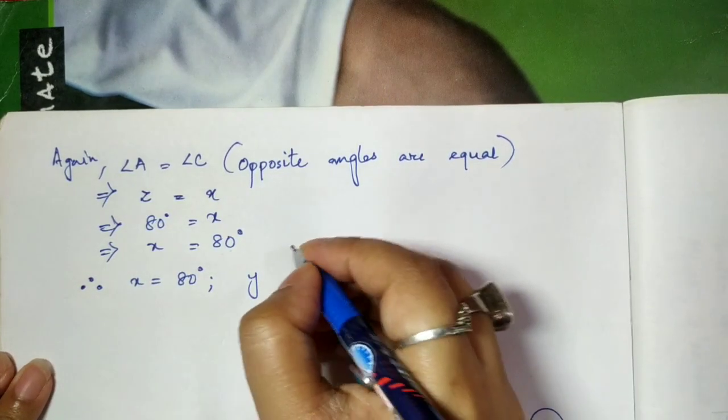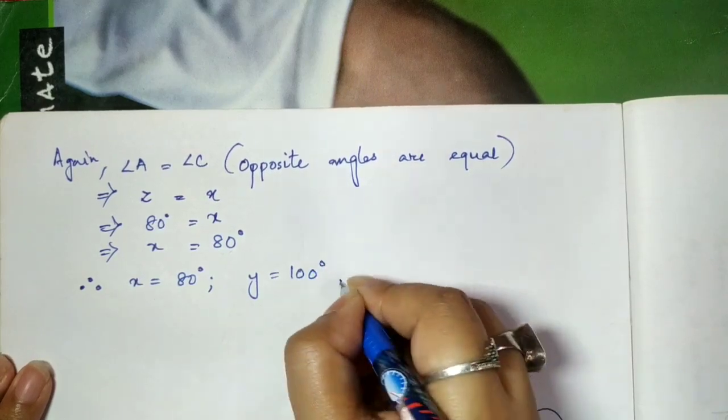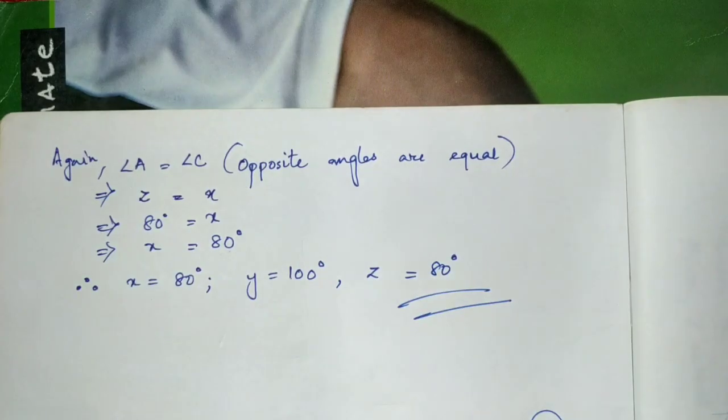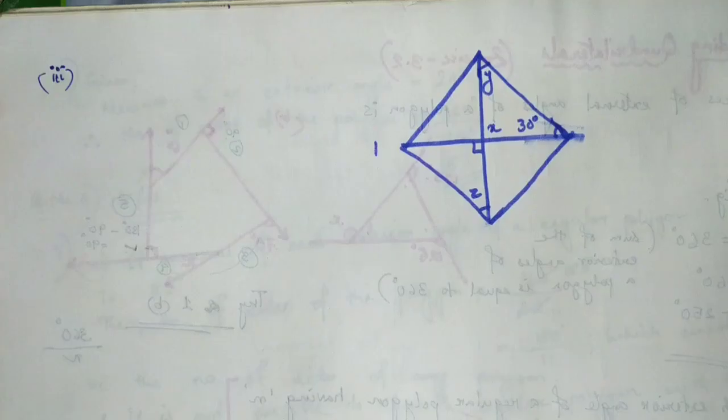Y as 100 degree and Z as 80 degree. So in this way, we find the value of the unknown things. Now there are a few more sums. I'll show you another one, that is question number 3 from here.